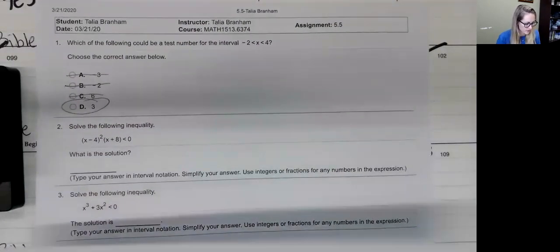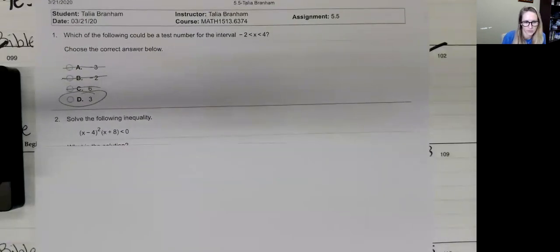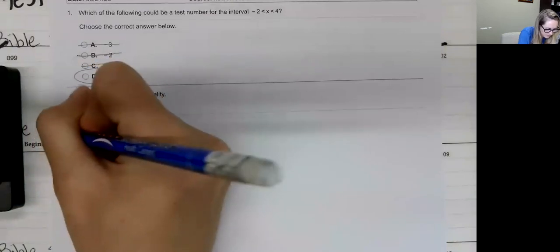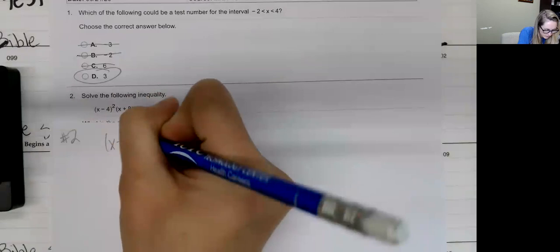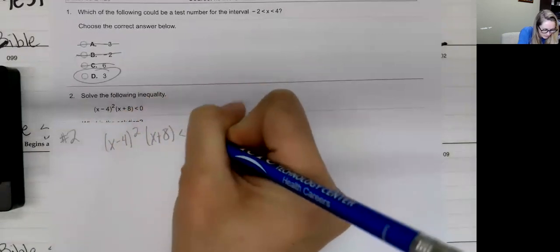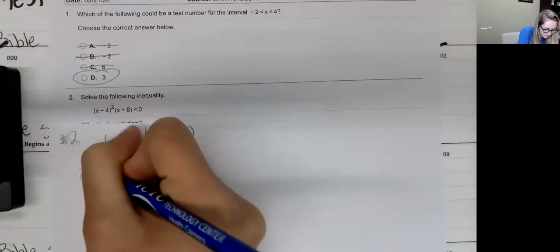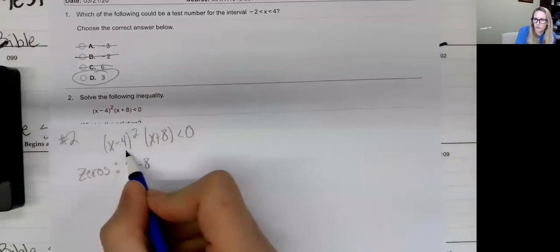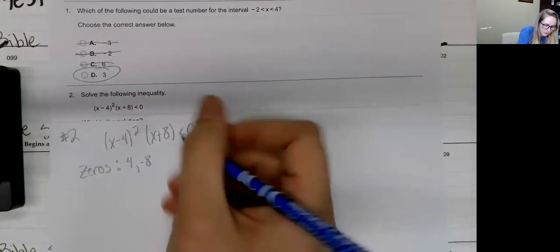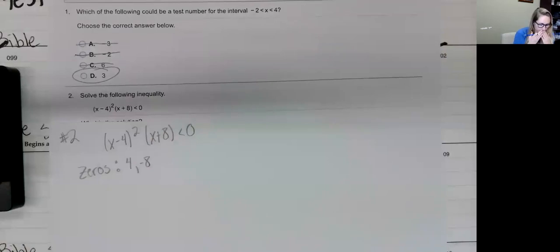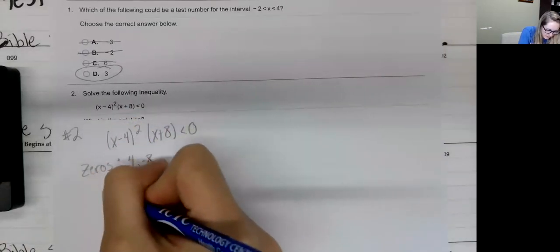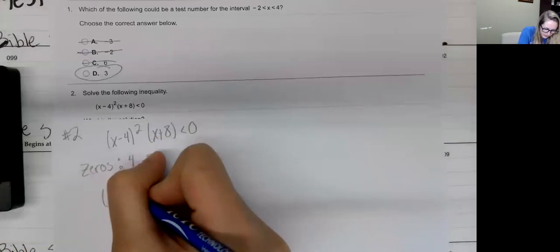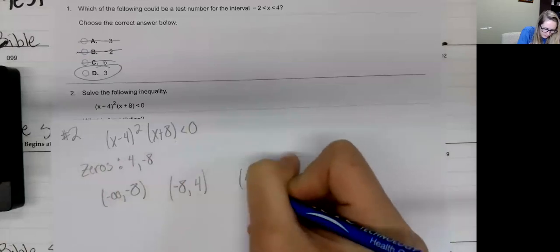Okay, starting on these now. So we're going to use our zeros just like we had been doing previously. So we have x subtract 4 squared times x plus 8 is less than 0. So our zeros would be 4 and -8, because 4 subtract 4 would be 0, -8 plus 8 would be 0. Then we're going to take our zeros and break it up into different intervals. So we'd start with -infinity, and my first 0 would be -8. Then I'd go from -8 to 4, and then 4 to infinity.